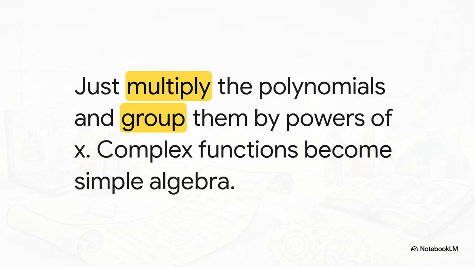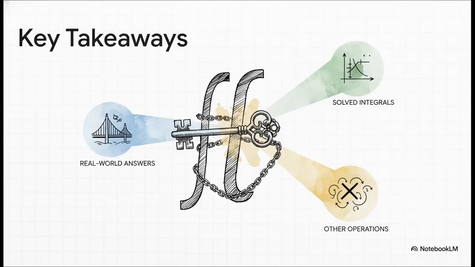And the method is exactly what you'd think it is. You just multiply it out term by term, and then you collect all your like terms, you group together the constants, the x terms, the x squared terms, and on and on. We just turned a complicated calculus operation into simple algebra. It's just fantastic.